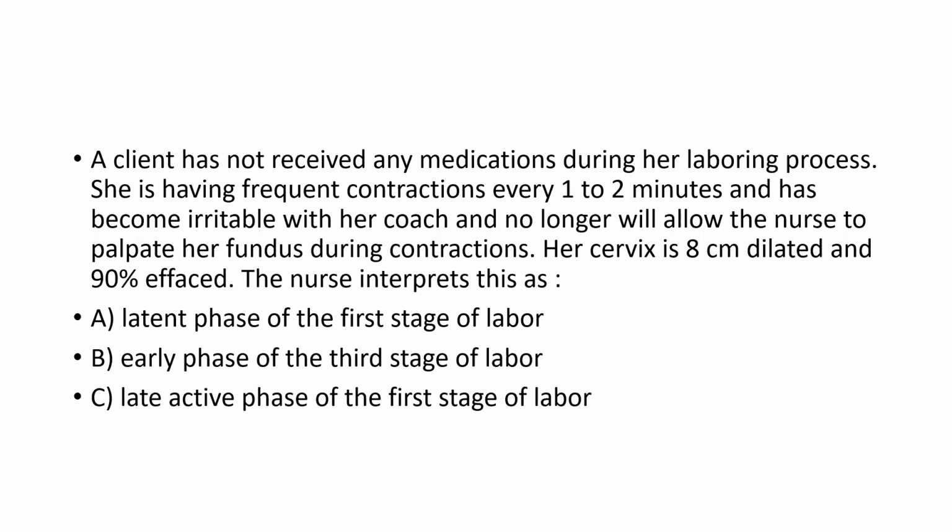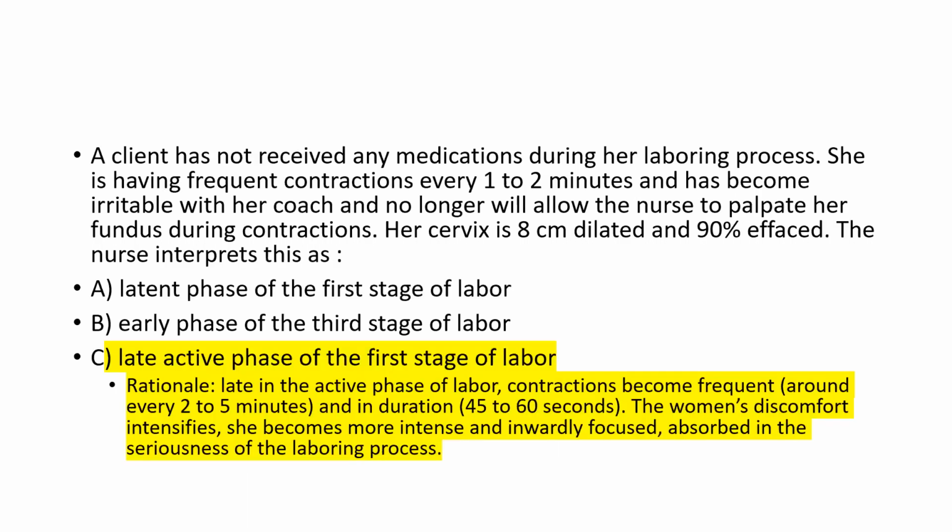Yeah, so the first thing we have to know is we're still in the first stage of labor because we haven't delivered the baby yet, but it's all about which phase it's in. We're going to be in the late active phase of the first stage of labor. The rationale is that late in the active phase of labor, contractions become more frequent, around 2 to 5 minutes, and in duration, 45 to 60 seconds. The woman's discomfort intensifies, she becomes more intense and inwardly focused, she's also absorbed in the seriousness of the laboring process.